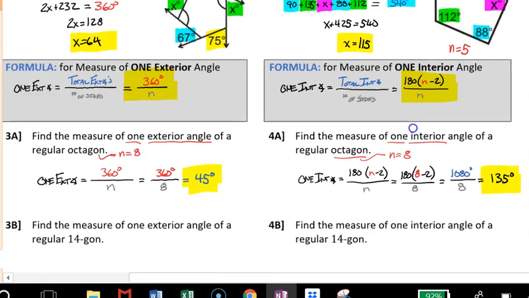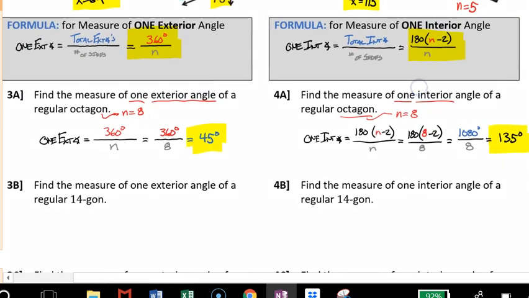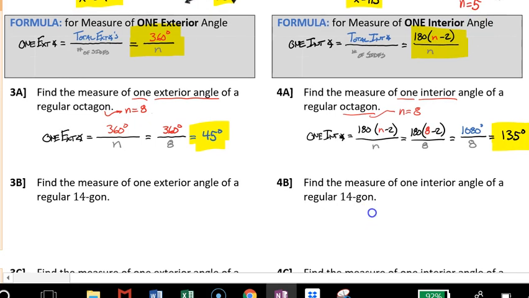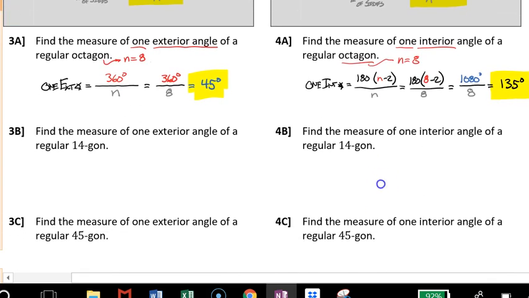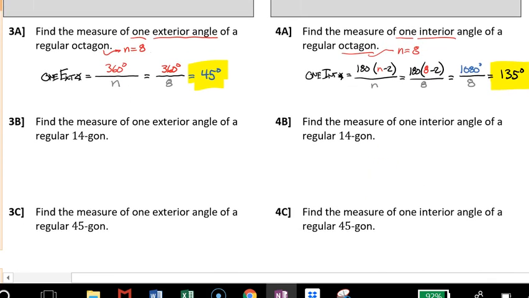Again, zooming out here to take a look at the difference between these two problems. Same idea of taking a total divided by the number of sides, except exterior is always 360. We have to divide up evenly, versus interior, where we most often have to calculate the total number first, and then divide it up equally amongst the number of angles and or sides that are there. So let's go ahead and finish off both of these two problems.